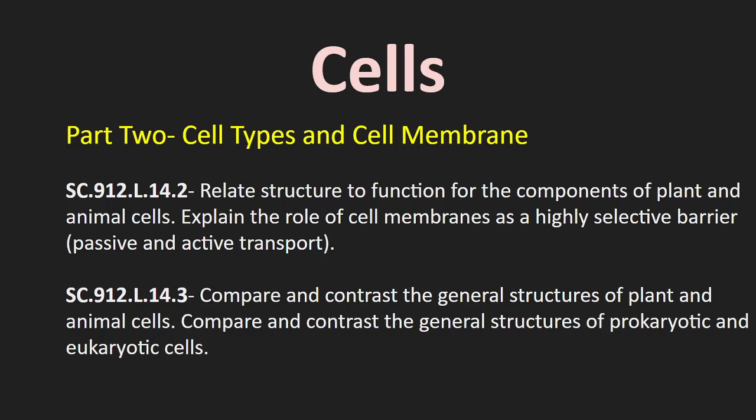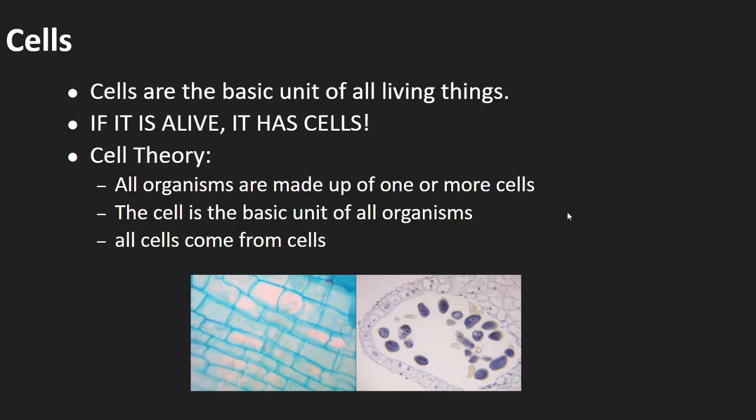The first one, of course, is to relate the structure of plant and animal cells to each other and explain the role of cell membranes. And then the other one is to compare and contrast the general structures of plant and animal cells. And we're going to use these two Sunshine State standards for both parts 2 and 3. Okay, let's take a look at this first idea.